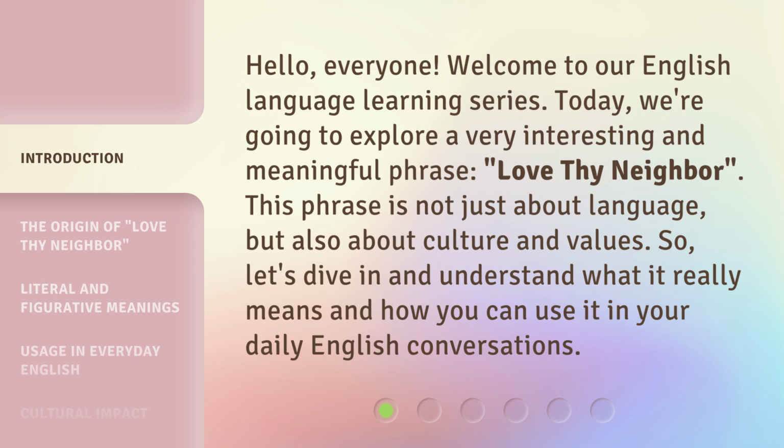Today, we're going to explore a very interesting and meaningful phrase, love thy neighbor. This phrase is not just about language, but also about culture and values. So, let's dive in and understand what it really means and how you can use it in your daily English conversations.